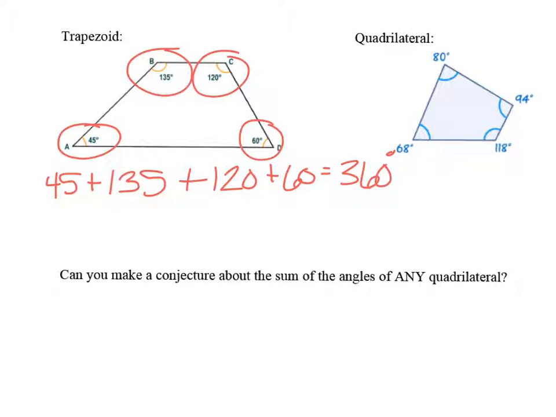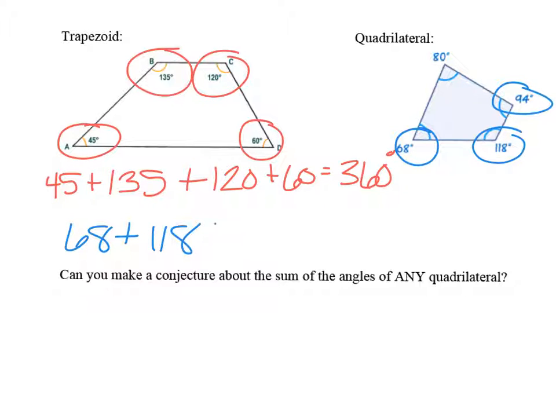Let's try the quadrilateral on the right. I have 68 degrees plus 118 plus 94 plus 80. I'm going to use my calculator, sum those 4 numbers up, and I get 360 degrees again. We've only done 4 examples, but if I were to do another quadrilateral, can you guess what the sum is going to add up to? You're right, it's 360 degrees.